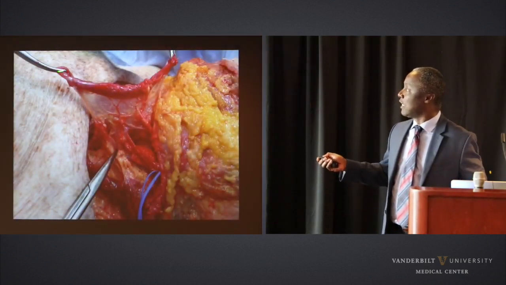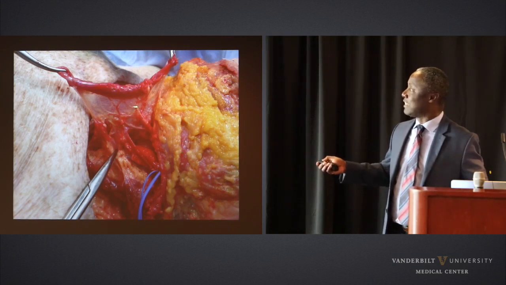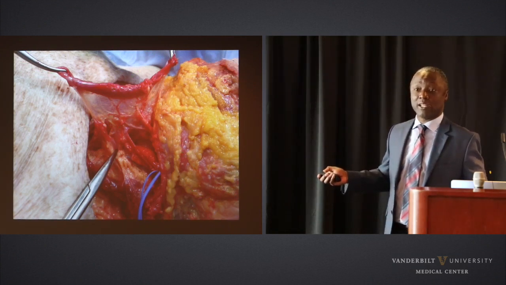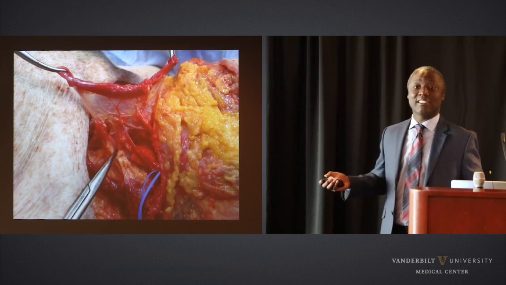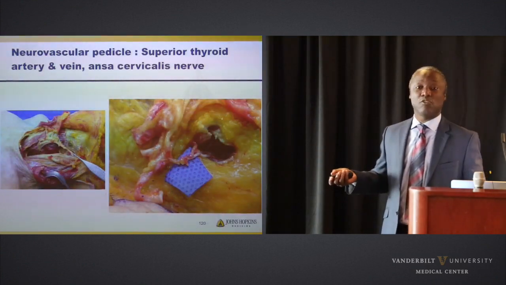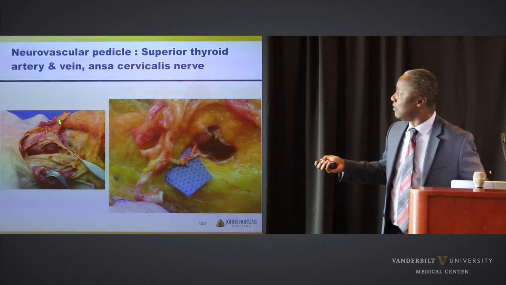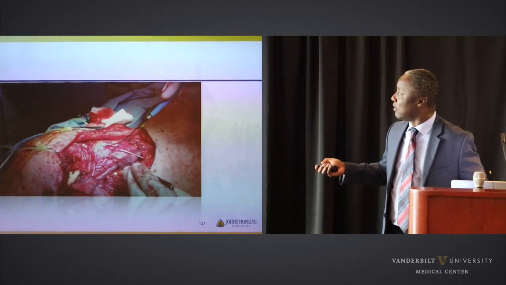First, going to the cadaver lab and dissecting the omohyoid muscle out, you find that it's pedicled on the superior thyroid artery and vein, and the nerve is the ansa cervicalis. So yes, you can harvest it as a neurovascular flap. And this is the omohyoid muscle with the pedicle. This is the omohyoid muscle as well.